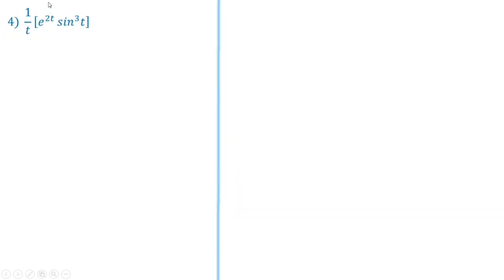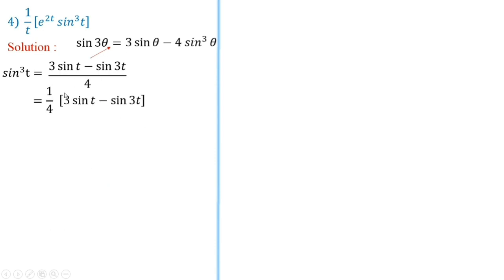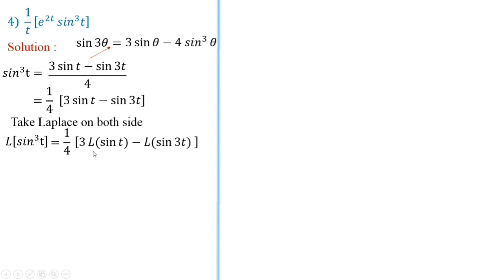Let us see example number 4: 1 upon t into e raised to 2t into sine cube t. Solution: let sine cube t be equal to, by using the formula sine 3 theta is equal to 3 sine theta minus 4 sine cube theta. By using this formula, we get the value of sine cube t is 3 sine t minus sine 3t upon 4. Taking Laplace on both sides, we get Laplace of sine cube t is equal to 1 by 4 into 3 into Laplace of sine t minus Laplace of sine 3t.